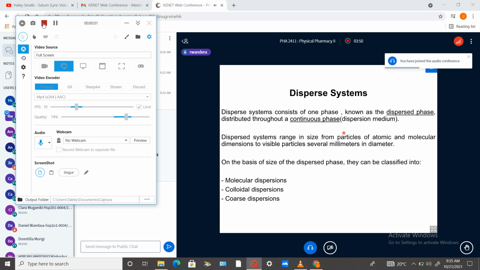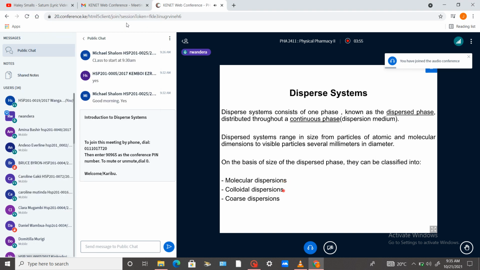Types: molecular dispersions, colloidal dispersions, which will be our focus for the unit, and coarse dispersion. Coarse dispersions, you'll cover them in year 5, when you'll be looking at pharmaceutical emulsions and pharmaceutical suspensions, the formulation aspects.